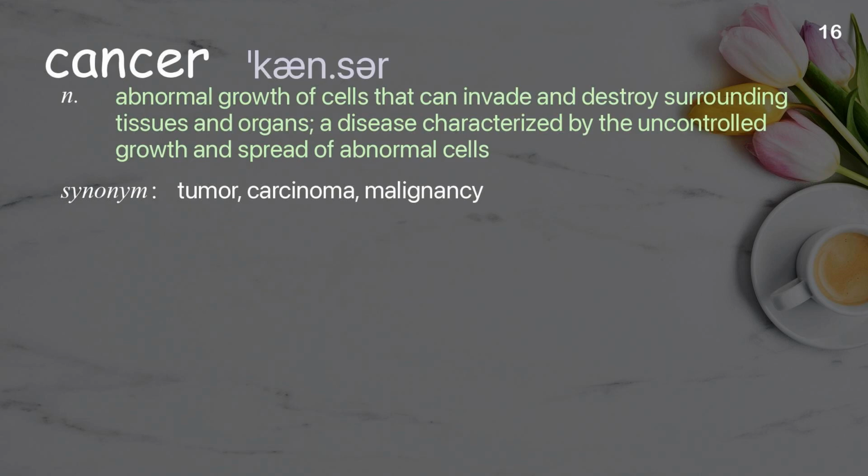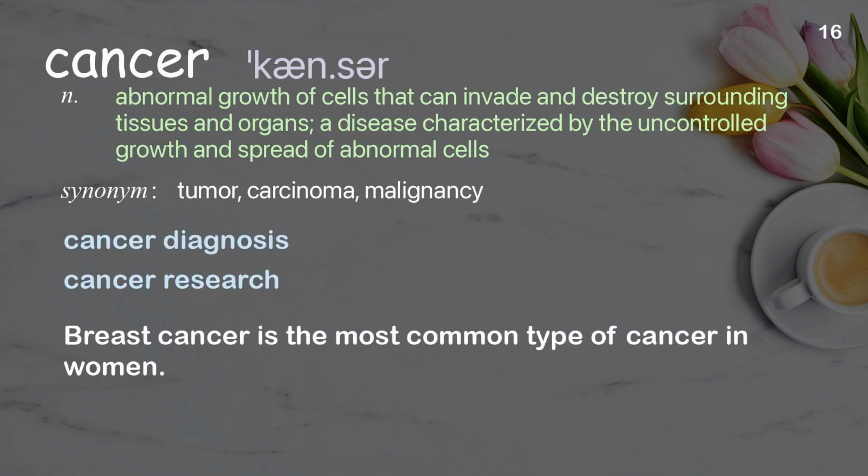Cancer. Abnormal growth of cells that can invade and destroy surrounding tissues and organs; a disease characterized by the uncontrolled growth and spread of abnormal cells. Examples: Cancer diagnosis. Cancer research. Breast cancer is the most common type of cancer in women.